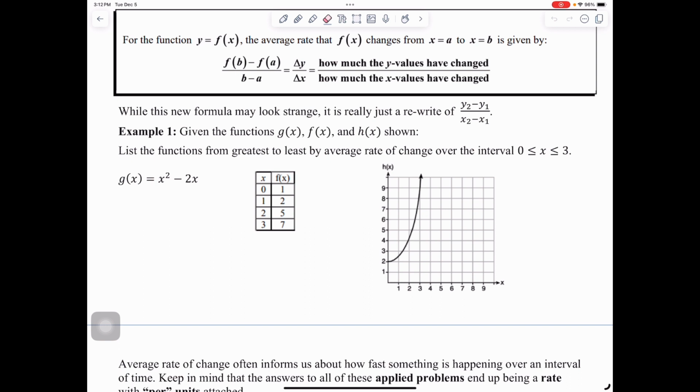So for the function g, we need to find g of 0. So we're going to put 0 in x's spot.